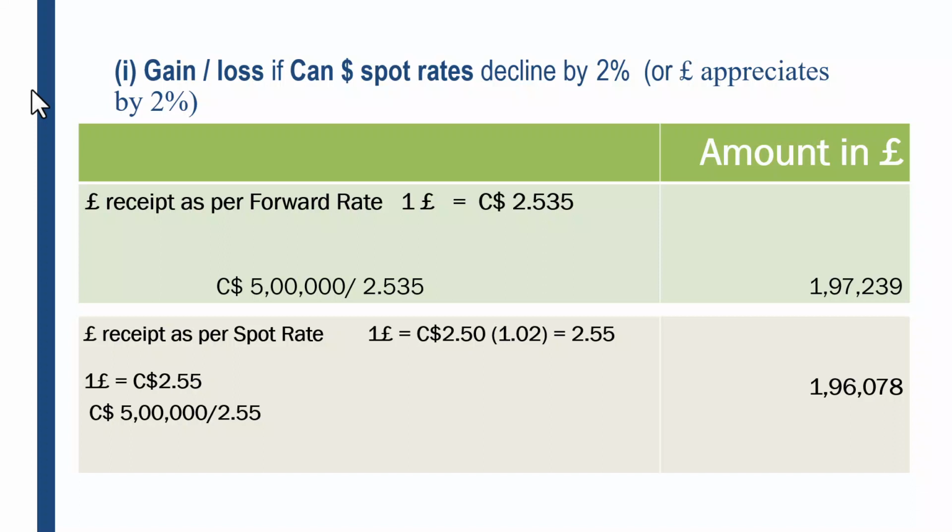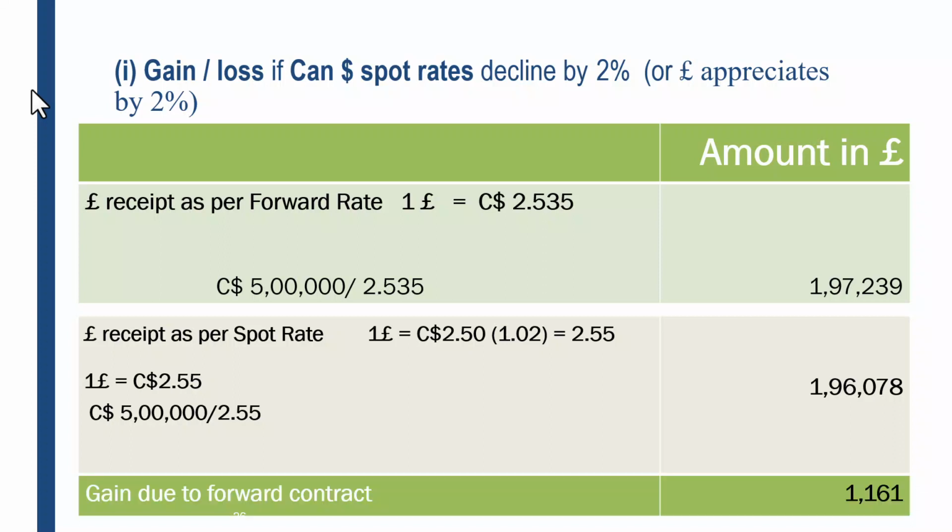So what is better? This or this? If I have taken a hedge, I am getting this money. If I am not hedged, I am getting this money. How much am I gaining? I am gaining, because of the forward contract, 1161 pounds. Is that clear?